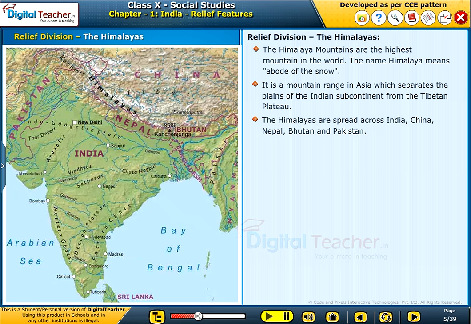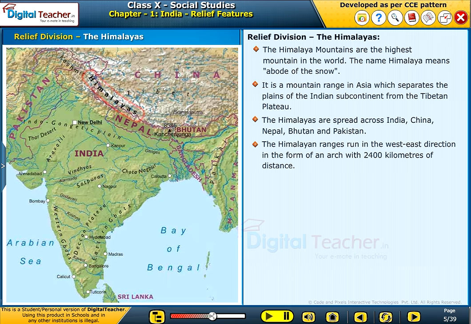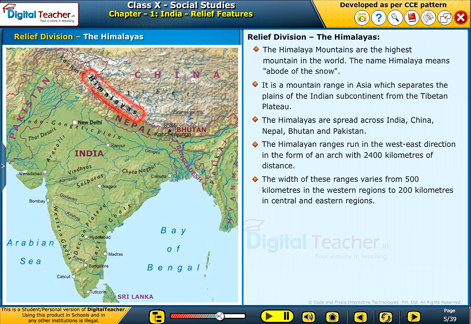The Himalayas are spread across India, China, Nepal, Bhutan, and Pakistan. The Himalayan Ranges run in the west-east direction in the form of an arc with 2,400 kilometers of distance. The width of these ranges varies from 500 kilometers in the western regions to 200 kilometers in central and eastern regions.